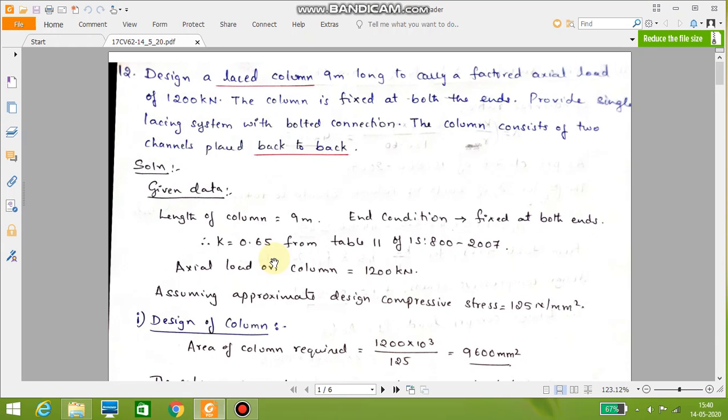Students, we will take a problem related to the laced columns. Design a laced column 9 meter long to carry a factored axial load of 1200 kilonewton. The column is fixed at both the ends, provide single laced system with a bolted connection. The column consists of two channels placed back to back.